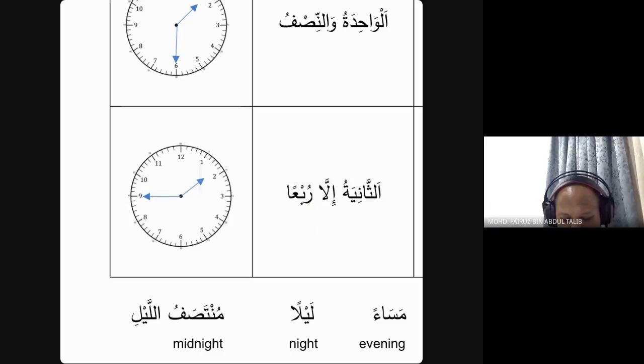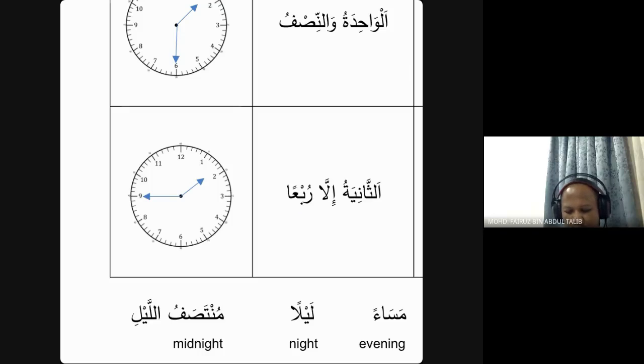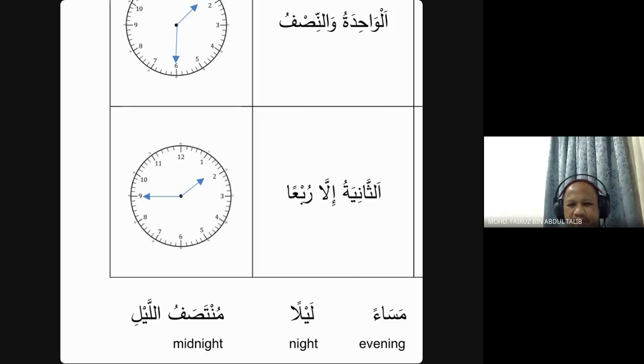Again, I repeat. To say 1:45, you go to the next hour, which is 2: as-sa'atu thaniya. But it is not yet 2 o'clock, so you add the word illa, except how many minutes? A quarter, rubu'u, ruba'an. As-sa'atu thaniya illa ruba'an. So that is how we say 1:45. Try, Abdullah Wang, read 1:45. As-sa'atu thaniya illa ruba'an. Yes, or you can also say illa rubu'. Good.